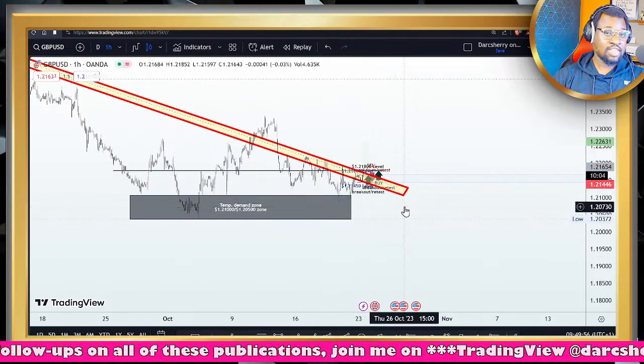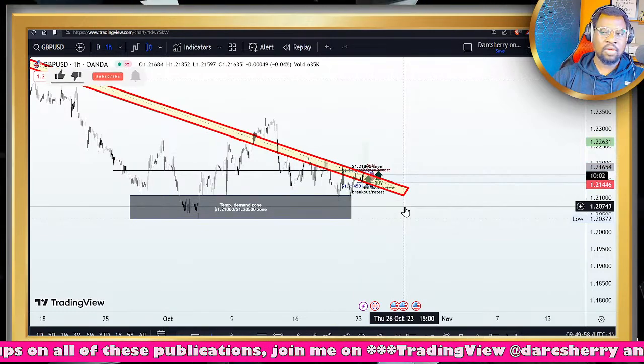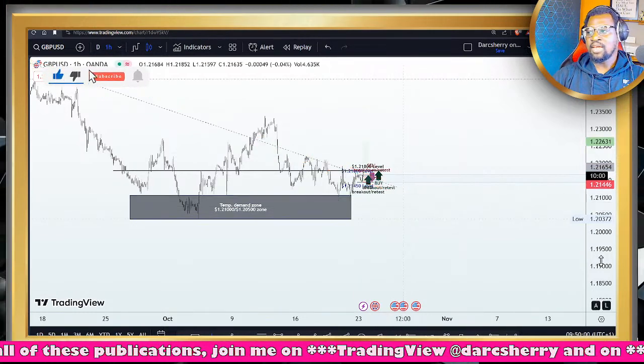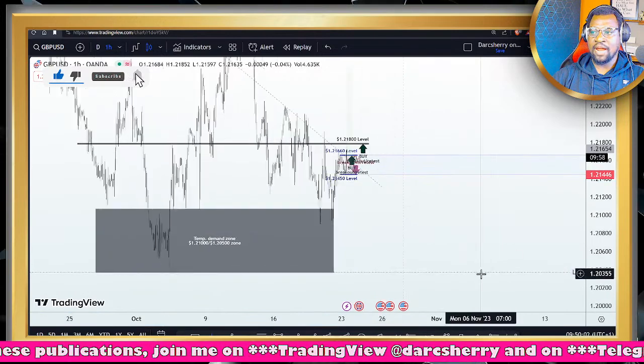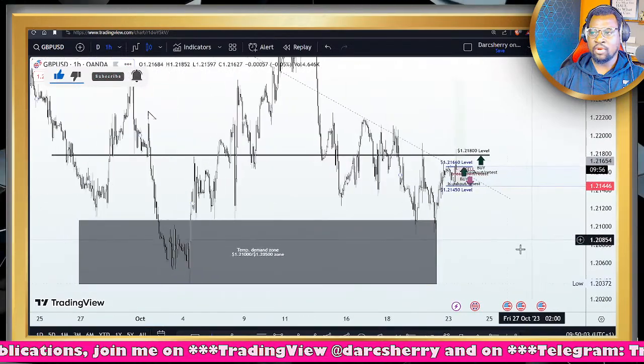That's a lot for a short-term trader. If you're a day trader, you might want to be capitalizing on that. So now let's zoom into the current structure and see what is going on here.